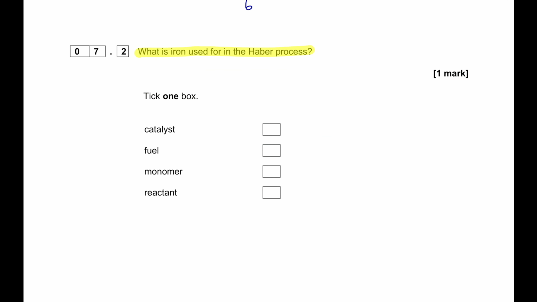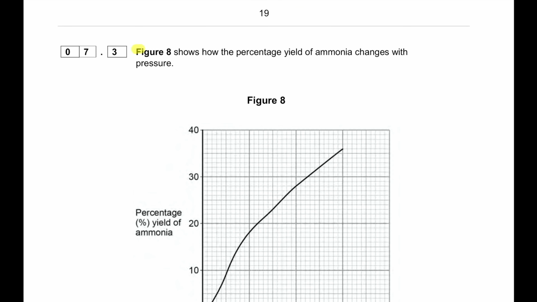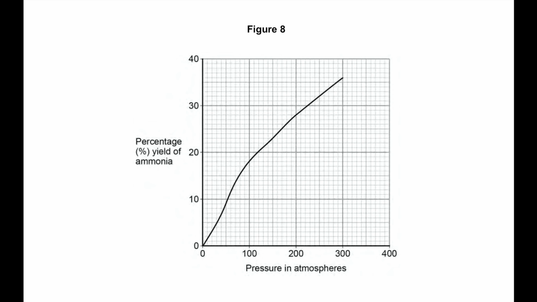What is iron used for in the Haber process? Iron is used as a catalyst. This will be the answer. Figure 8 shows how the percentage yield of ammonia changes with pressure. Percentage yield of ammonia, and as the atmospheric pressure is increasing, we can see as we keep on increasing the atmospheric pressure, the percentage yield is also increasing for the ammonia.